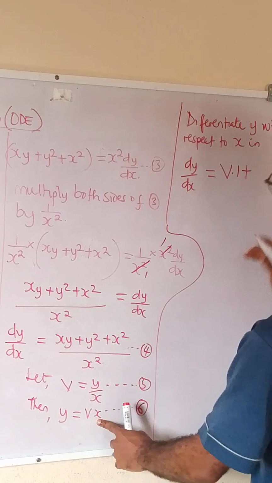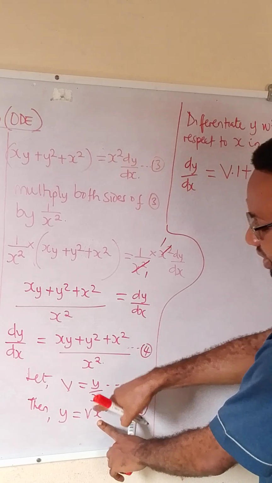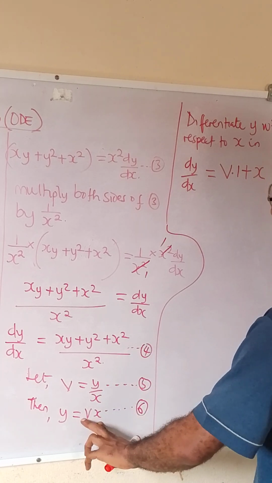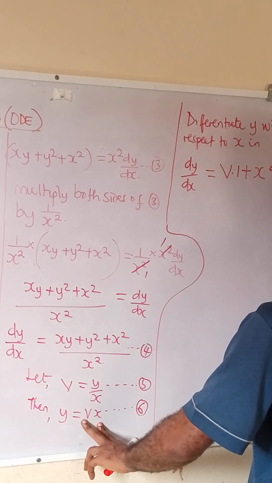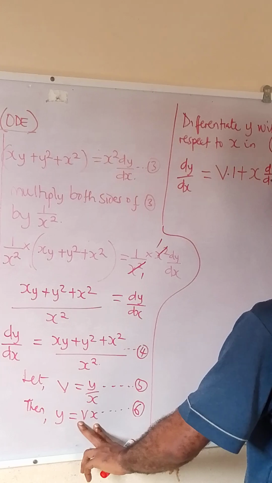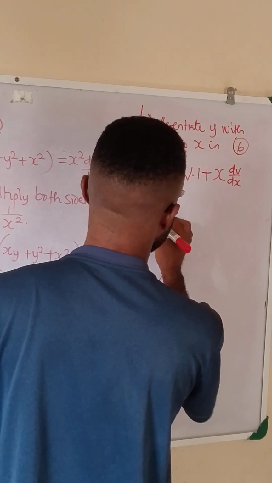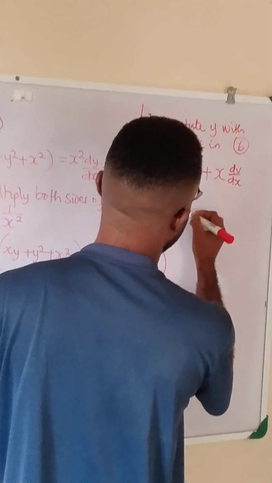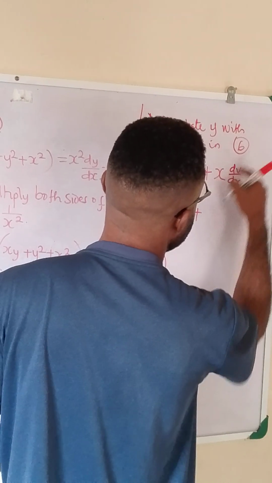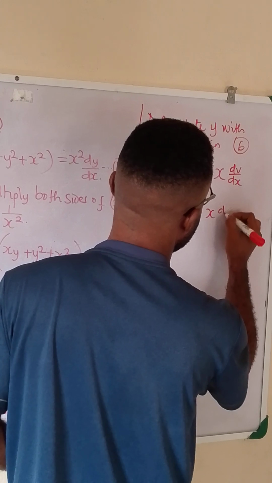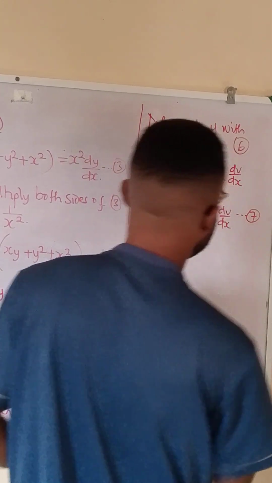we keep x constant and we differentiate v, and because we are differentiating with respect to x, v will be dv/dx, so that our dy/dx will now be equal to v times 1 is v plus x dv/dx. So we can call this our equation 7.